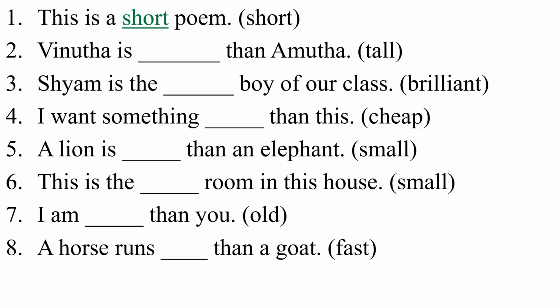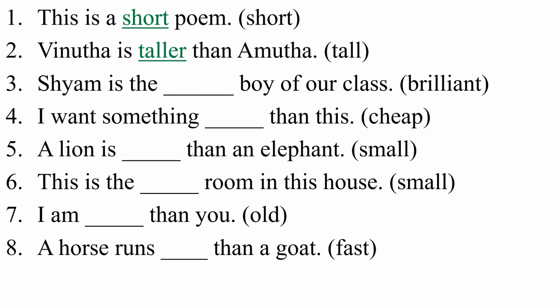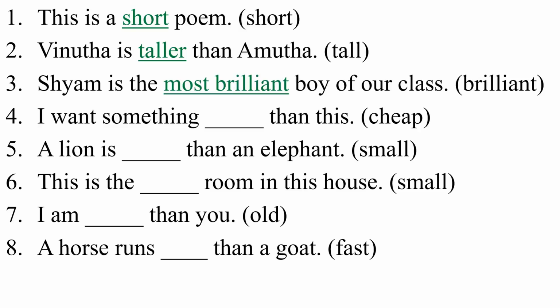The second is Vinutha is dash than Amutha. मैंने अभी आपको बताया कि अगर डैश के तुरंत बाद than होता है तो वहां हम comparative degree fill करते हैं. तो यहाँ हम fill करेंगे taller. Jam is the dash boy of our class. the के तुरंत बाद अगर डैश होता है तो हम कौन सी डिग्री फिल करते हैं? We fill superlative degree. तो यहाँ हम fill करेंगे most brilliant boy of our class.